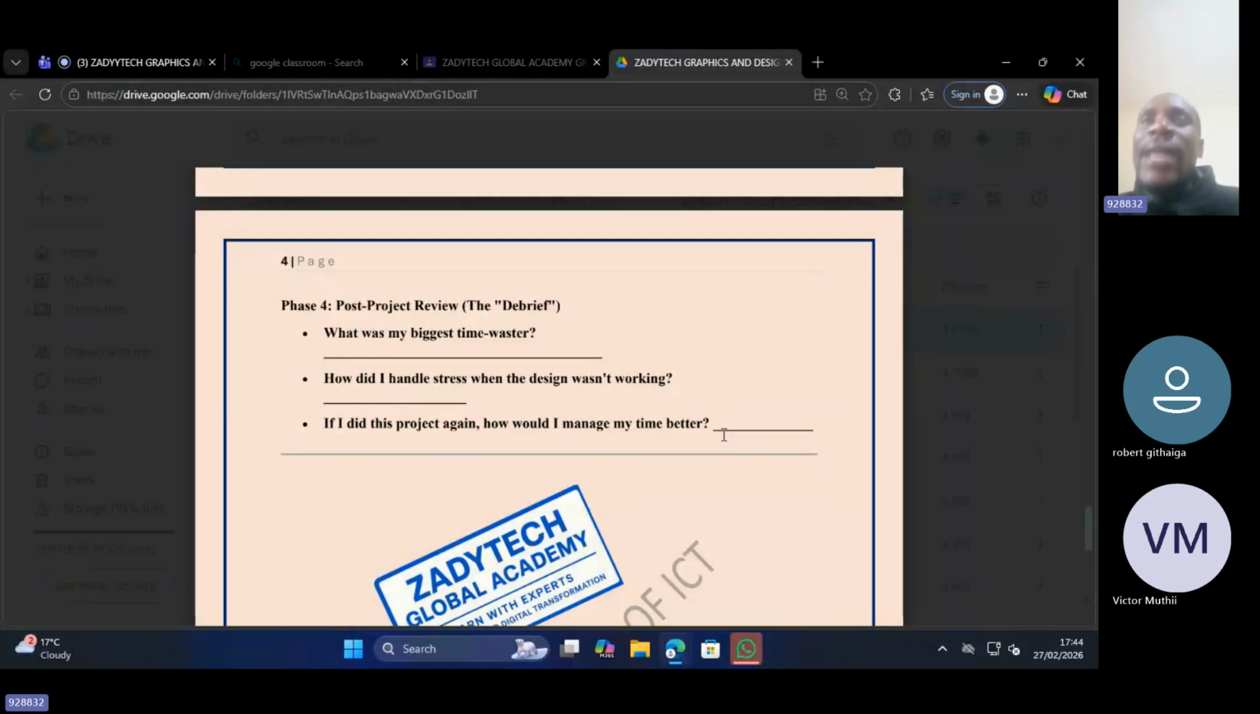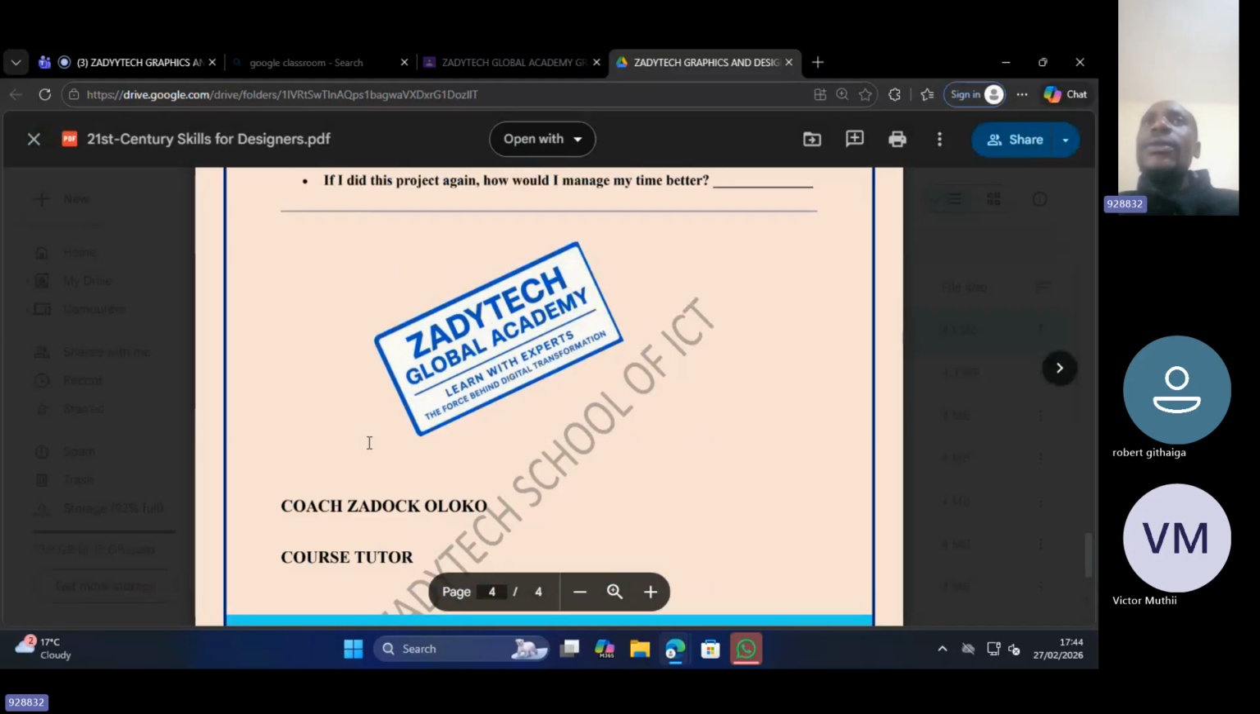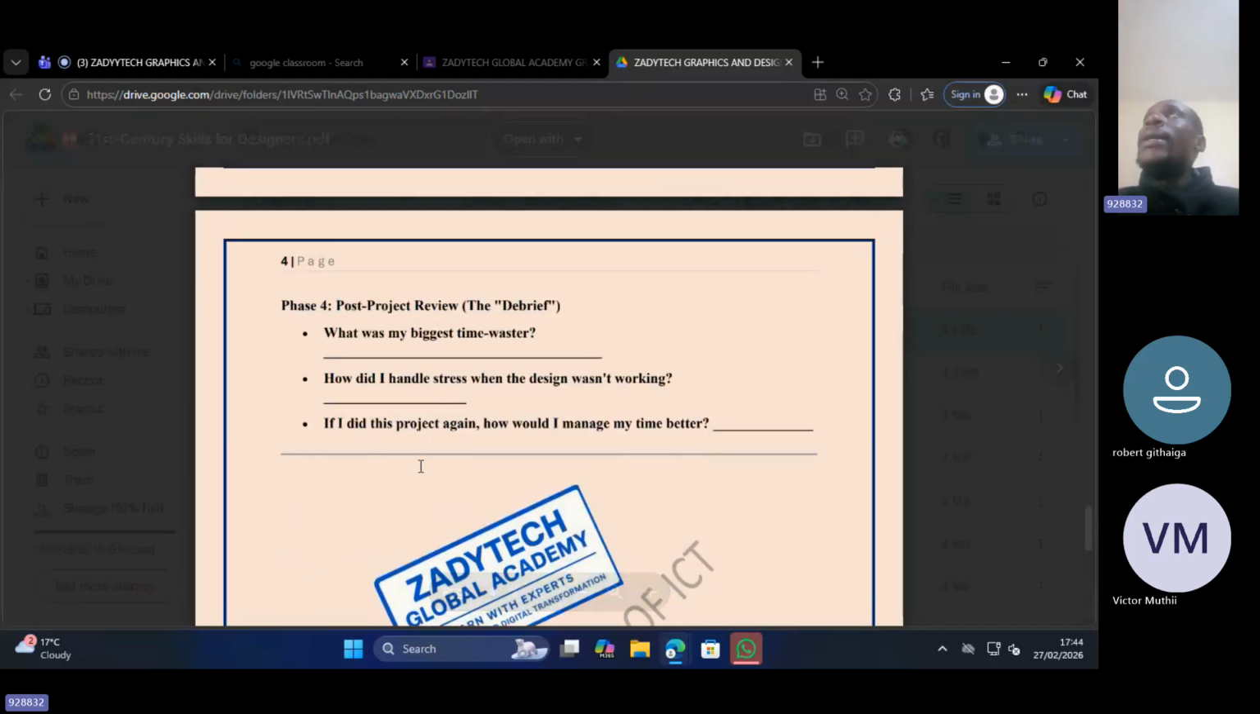Now, maybe last question as you wind up, Mr. Robert: if you are going to redo your design for the header, do you feel that you are going to do it much better as compared to the initial one?